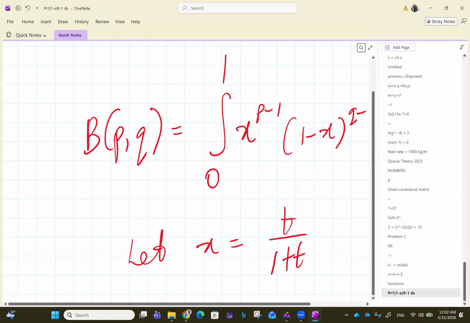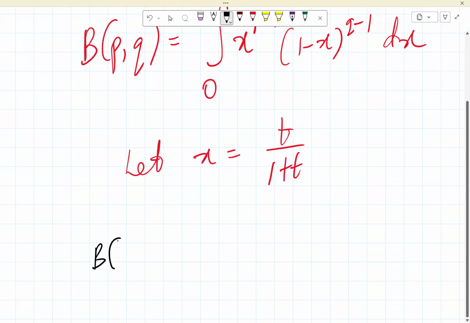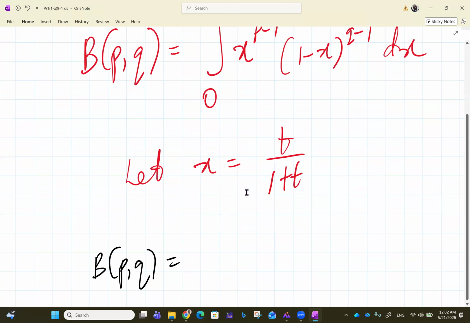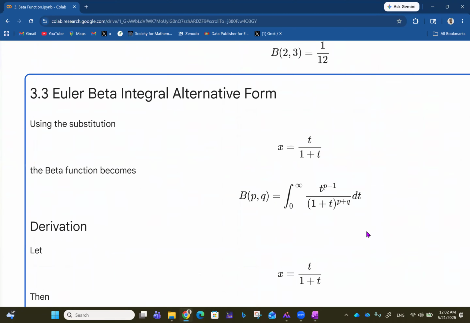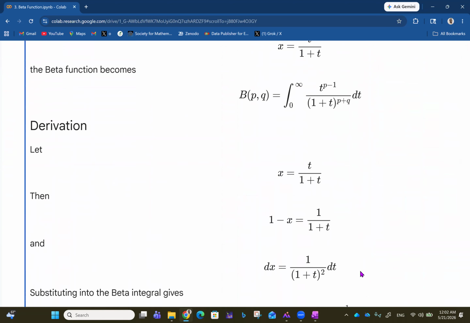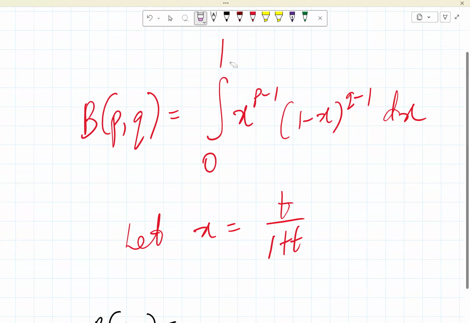So what happens here? That means we have this now. Beta p comma q then becomes the integral from 0 to 1. Well, we have to substitute, we have to change everything. Is that 0 to 1 or 0 to infinity? Let me check again. I think it's 0 to infinity, not 0 to 1. So by the time we translate, it's 0 to infinity.